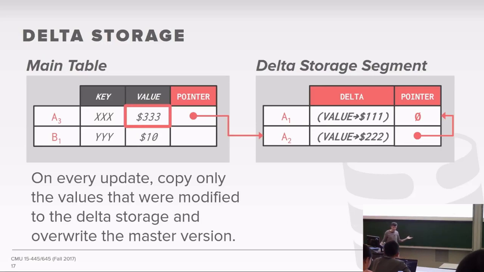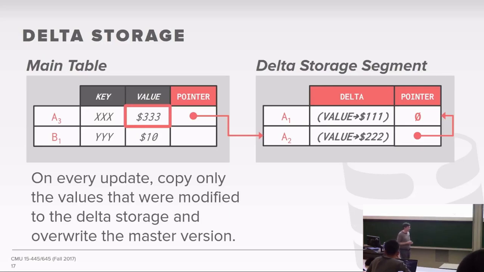So what's one obvious benefit of this? The obvious benefit is that if you have a lot of attributes, say 1,000 attributes, and I only update one of them, my transaction only has to store one attribute in my rollback segment, in my delta record. Whereas in the other two examples, you have to make an entire copy of the tuple and put it in whatever version segment you're storing it in.